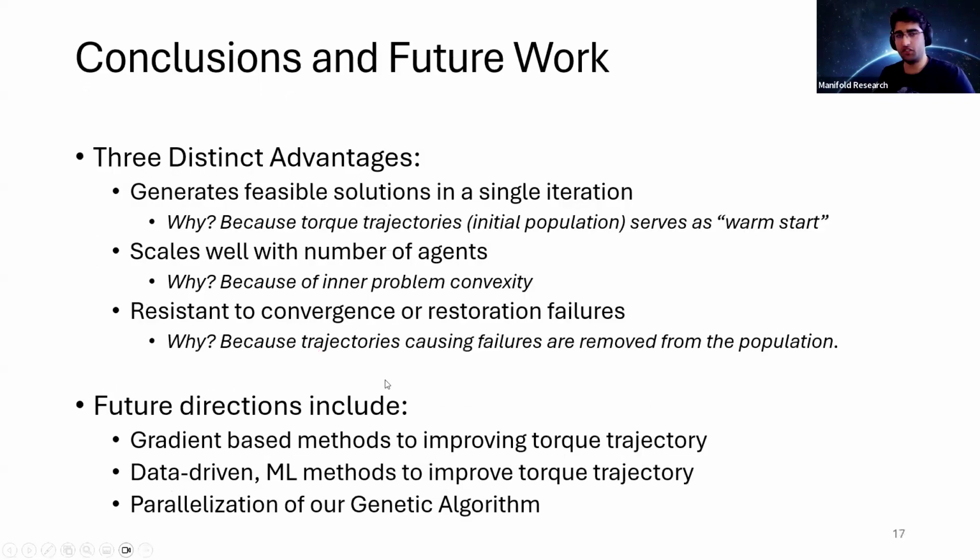Okay, so just to conclude this section, there are some distinct advantages to our approach over the baseline. One is the thing I said, which is that within a single iteration, because of this warm start, we're able to generate a feasible solution to the problem. It's not optimal, but it's a low cost, feasible solution that satisfies the constraints. It doesn't violate the constraints of the situation.